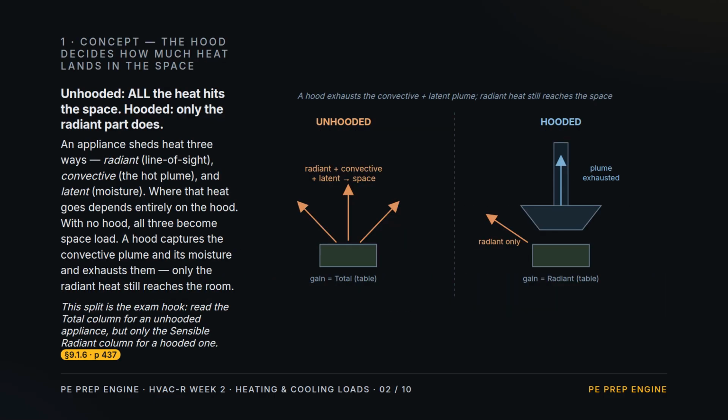Concept 1. The hood decides everything. An appliance sheds heat 3 ways: radiant along straight lines, convective in a hot plume, and latent as moisture. With no hood, all 3 land in the room, so the gain is the total from the table. Add an exhaust hood, and it captures the rising plume and its moisture and throws them outside. Only the radiant heat still reaches the space. So a hooded appliance's gain is just the radiant column.